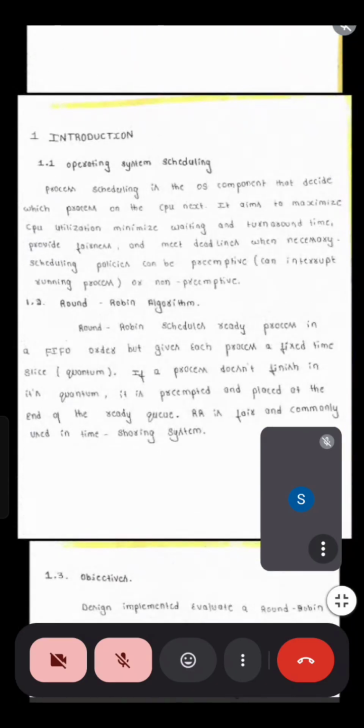Introduction. Operating system scheduling, or process scheduling, is the OS component that decides which process gets the CPU next. It aims to maximize CPU utilization, minimize waiting and turnaround time, provide fairness and meet deadlines. When necessary, scheduling policies can be preemptive, which can interrupt a running process, or non-preemptive.